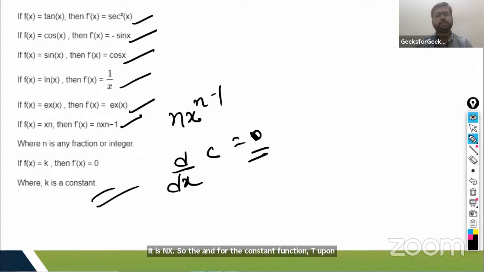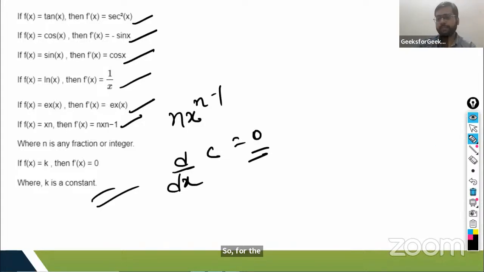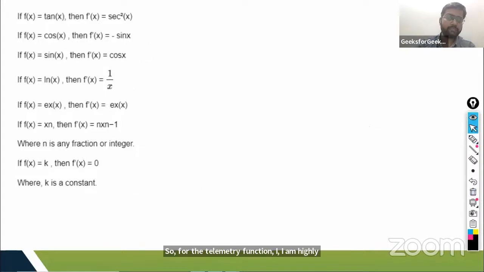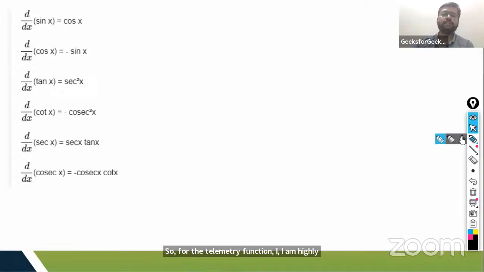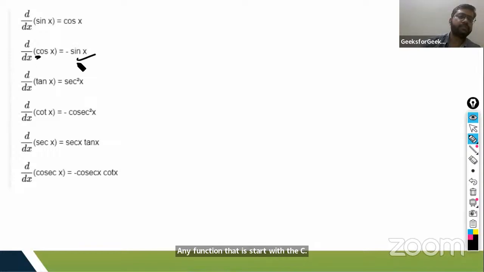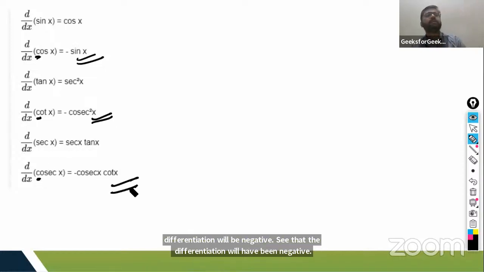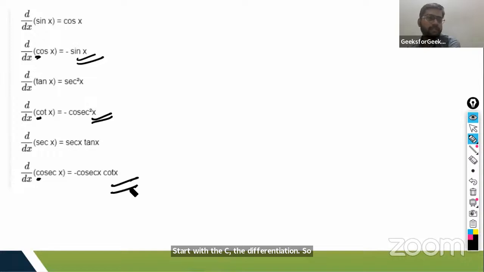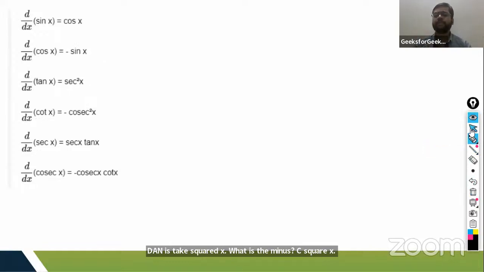So for the trigonometrical functions, I am highly requesting you, please remember these formulas. These are really important. Here is a small trick: any function that starts with c, its differentiation will be negative. So the differentiation of cos x is minus sin x, tan x is sec square x, cot x is minus cosec square x, sec x is sec x tan x, and cosec x is minus cosec x into cot x.